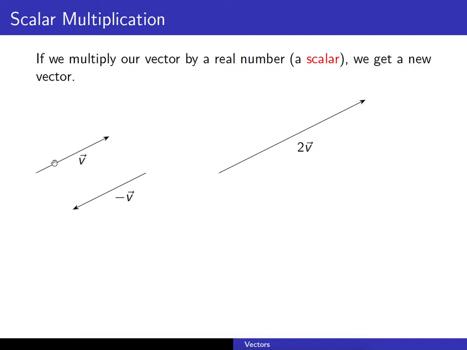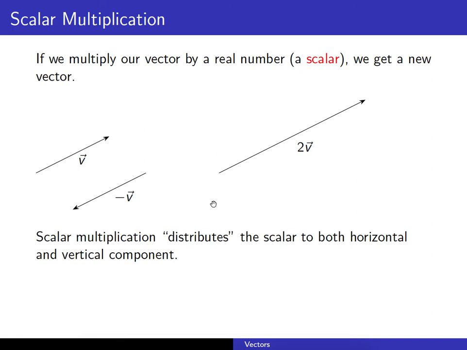So if we multiply one side of a triangle by a number such as 2, we've got to multiply all the sides of that triangle by that same number. So related to scale factor from geometry class, that's where we get the name scalar. Again, scalar multiplication is, in essence, going to distribute this value to both the horizontal and vertical components. So if we double vector v, we're going to double the horizontal and double the vertical.